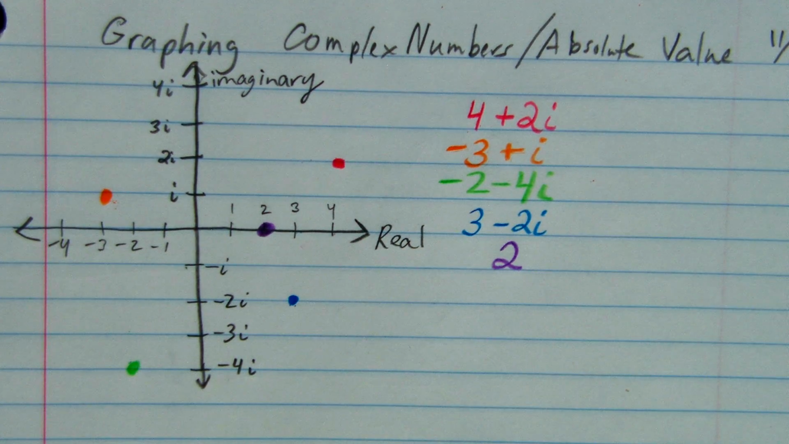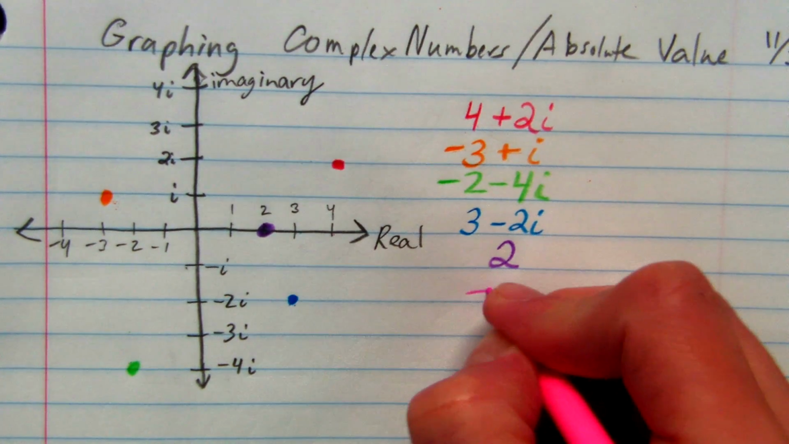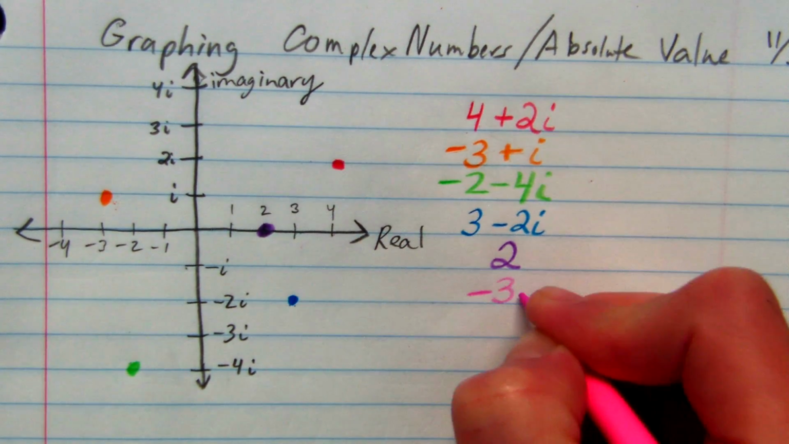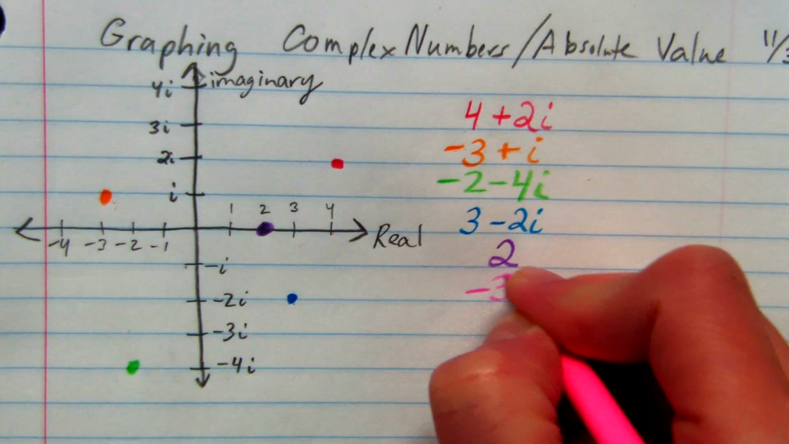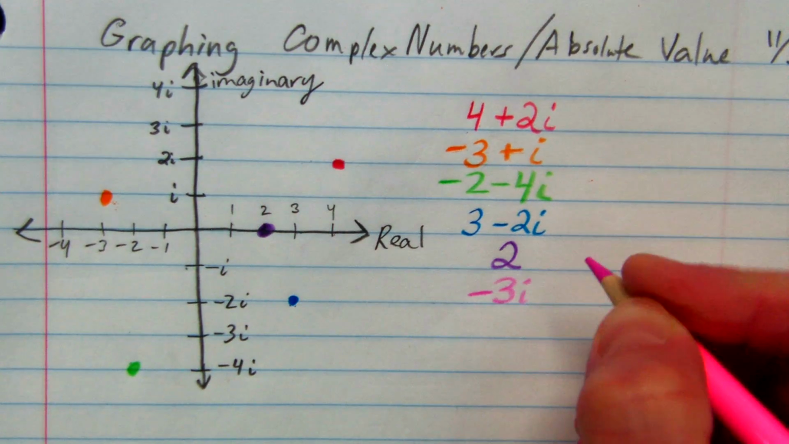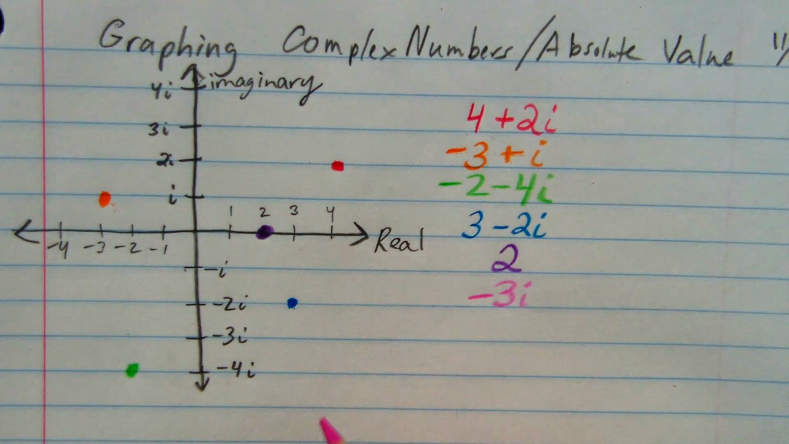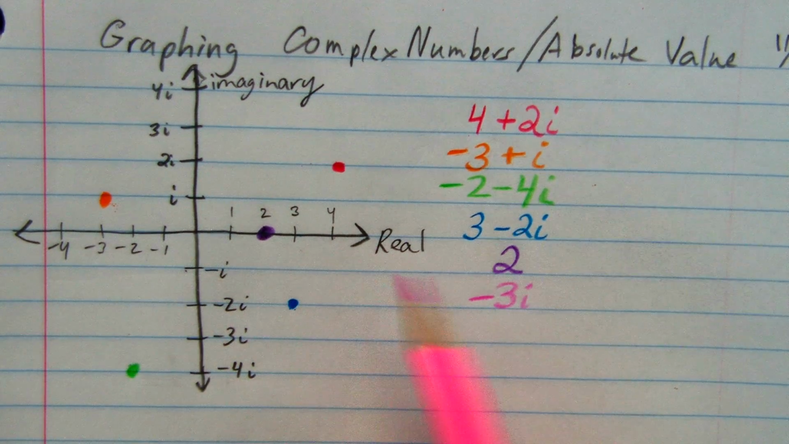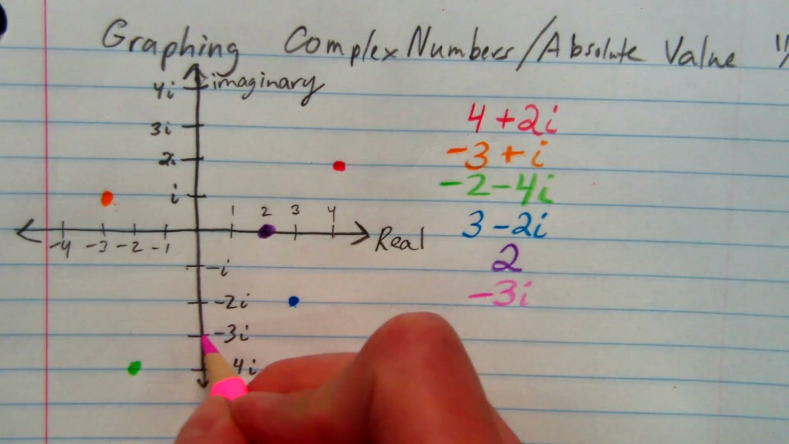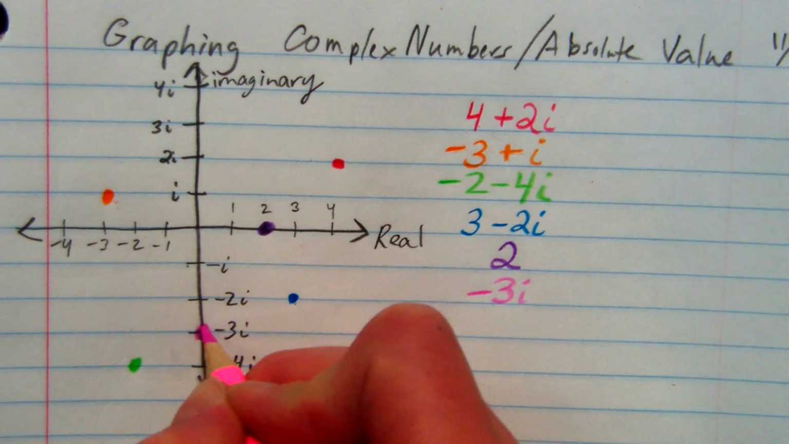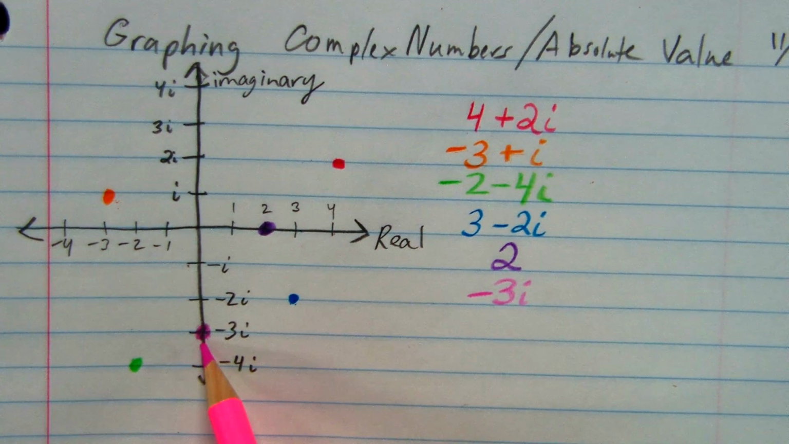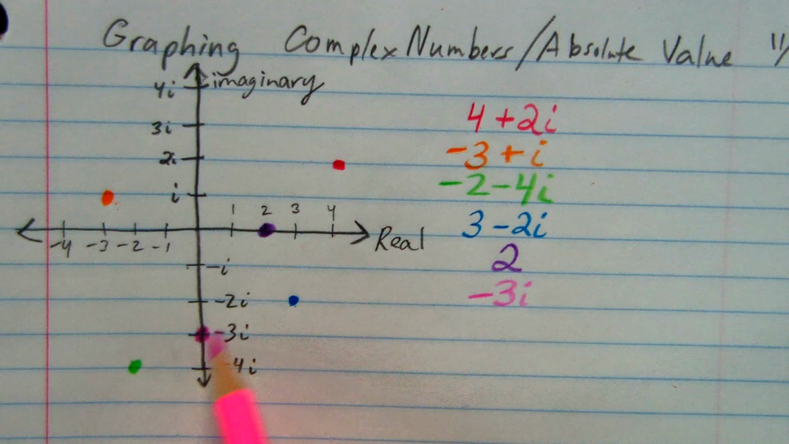Let me get another color, I think I'll use pink. If we have just an imaginary part of your complex number, like negative 3i, then it wouldn't be on the real axis at all. It would just be on the imaginary axis at negative 3i. I put my little pink dot right there. And so that's what they look like when they're just on the axis.